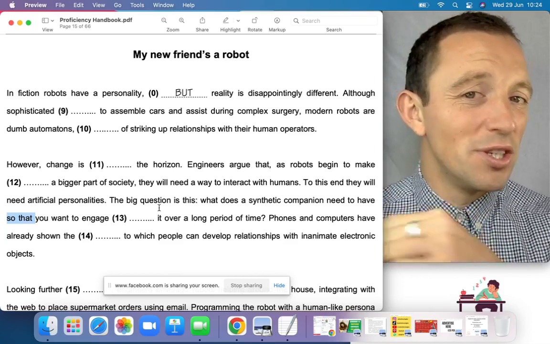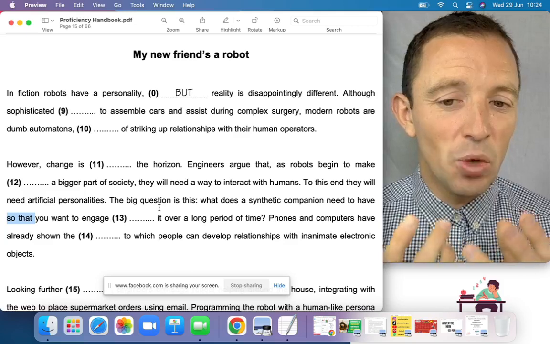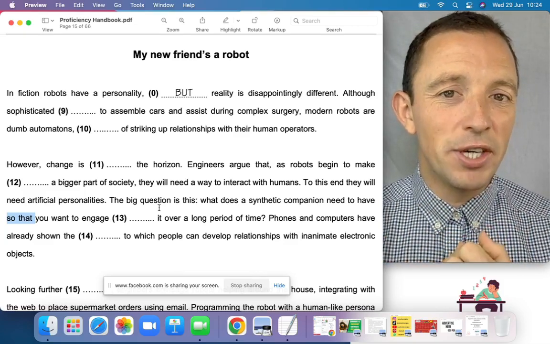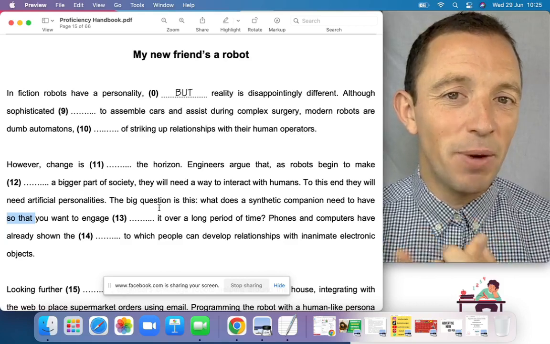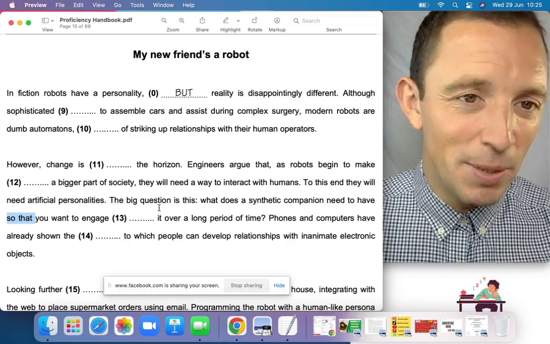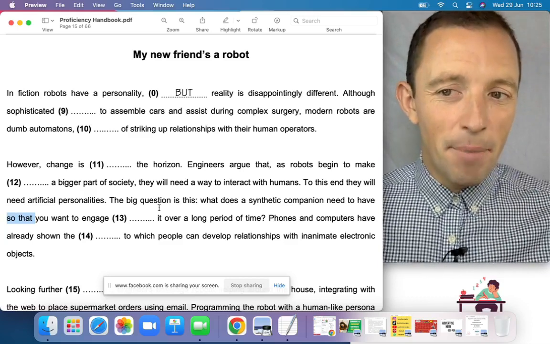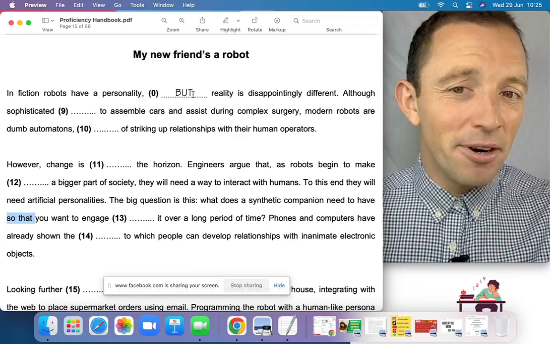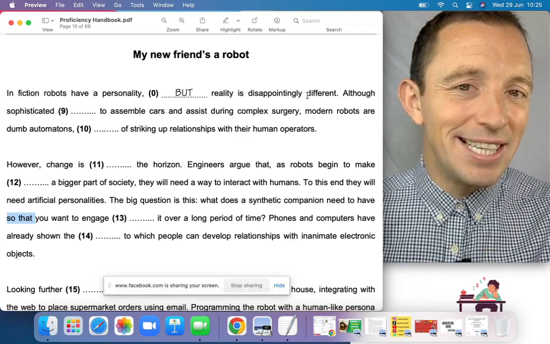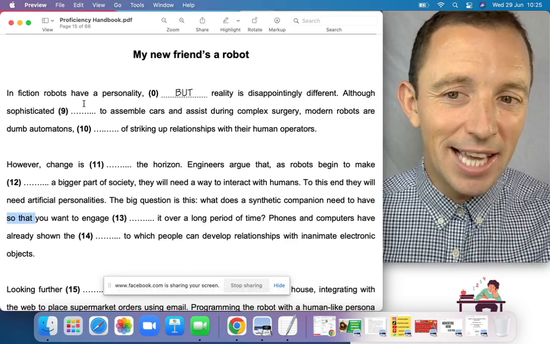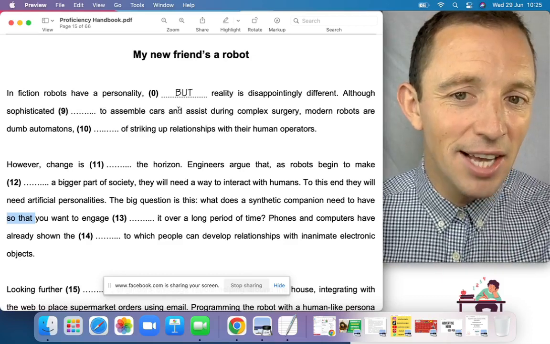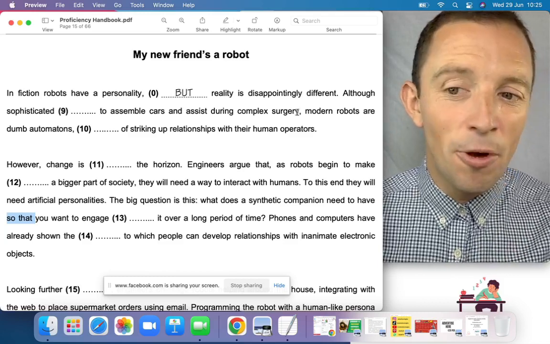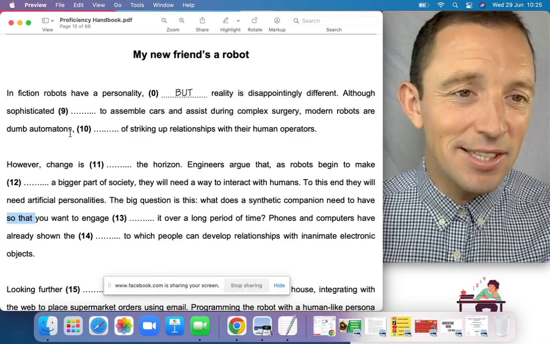Maybe you can try to do this very quickly, but today we can take our time, we can discuss each sentence, and we can try to explain as much as possible about this exercise. So let's begin with the first paragraph. In fiction, robots have a personality, however, but reality is disappointingly different. Although sophisticated, something to assemble cars and assist during complex surgery, contrast, modern robots are dumb automatons.